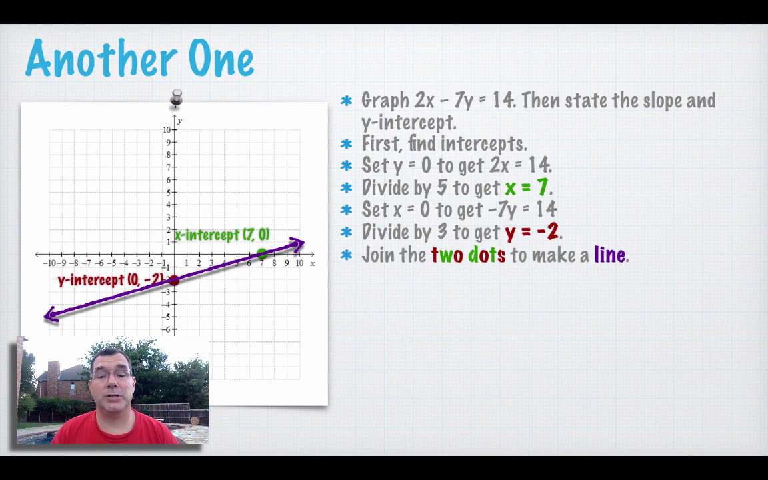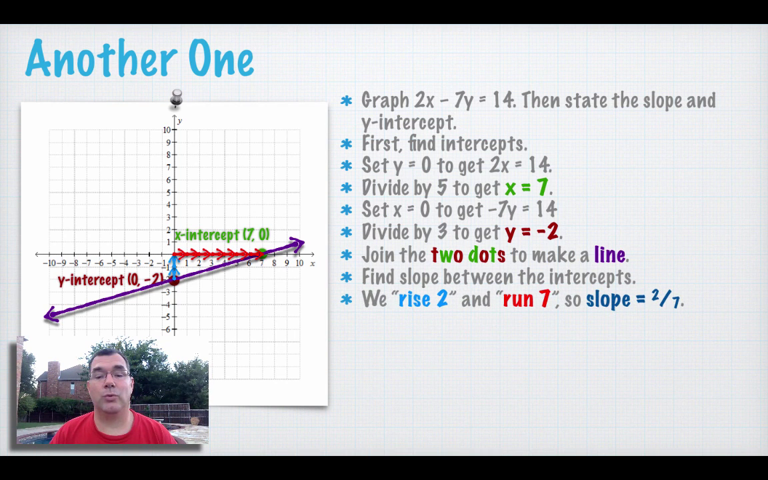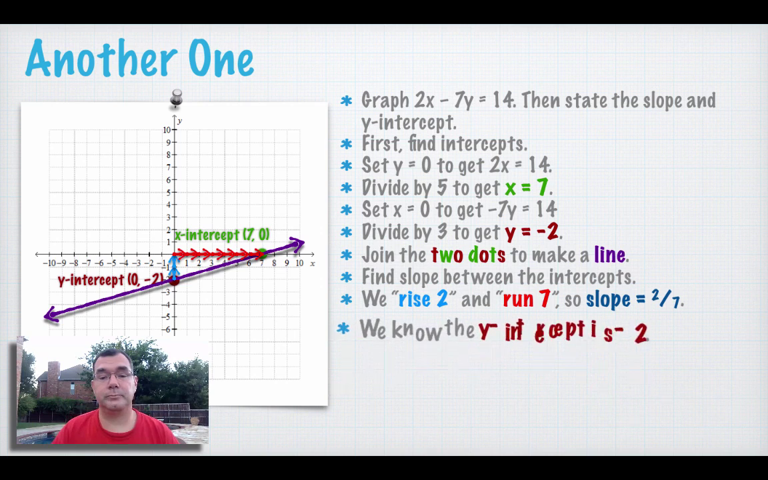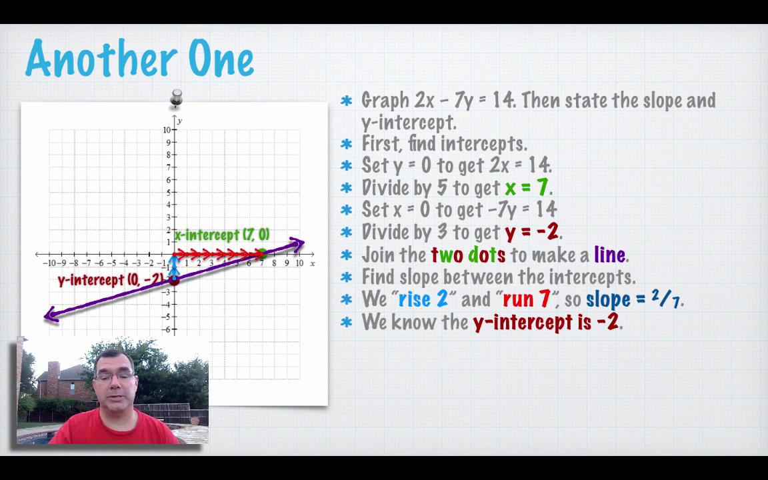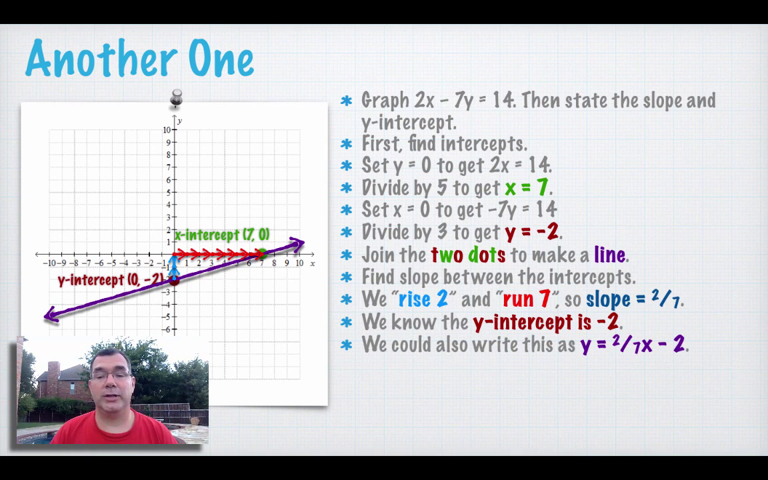I know that my y-intercept is -2 because I just figured it out, but I don't know what the slope is. So let's figure out, to get from one of those points to the other point, how far would I have to rise and how far would I have to run? Okay. So to get from the red dot to the green dot, I would have to rise 2 and I would have to run 7. So the slope is going to be 2 over 7. Okay, I already know that the y-intercept is -2, so I know that the equation can be written as y equals 2/7 x minus 2.